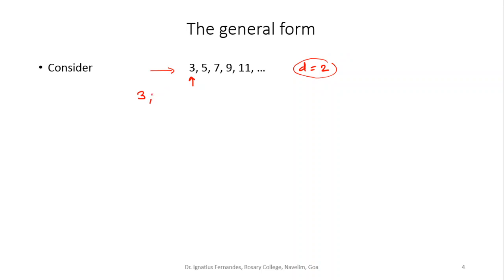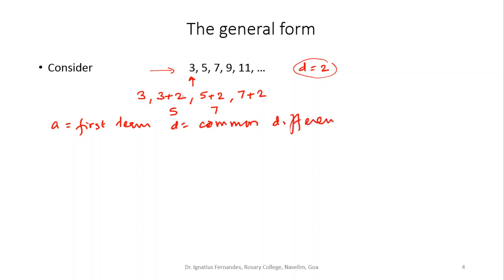What will be the next term? You have to just add the common difference to the previous term. You will get 3 plus 2, that is 5. Once you get 5 here, to get the next term you have to again add 2, the common difference. You will get 7. The next term will be 7 plus 2 and so on. So what you're basically doing is, if you take A as your first term and D as the common difference, you start with A, the first term.